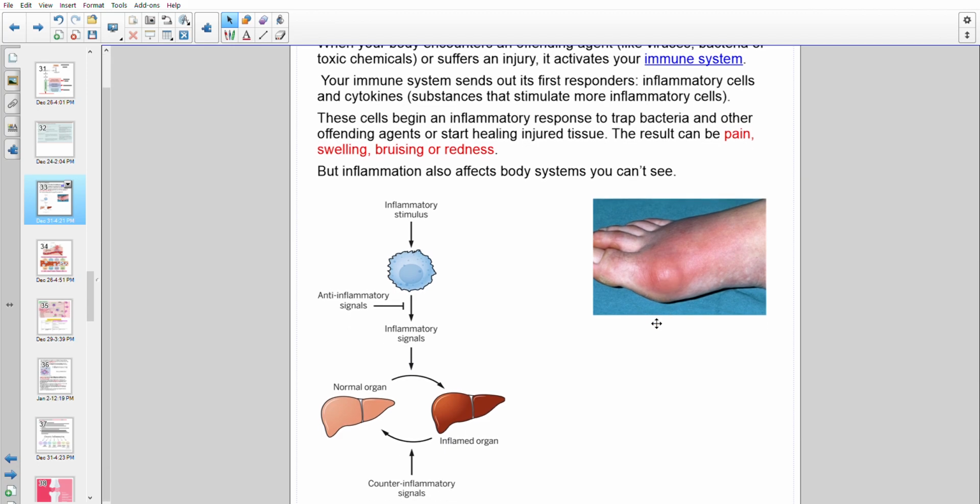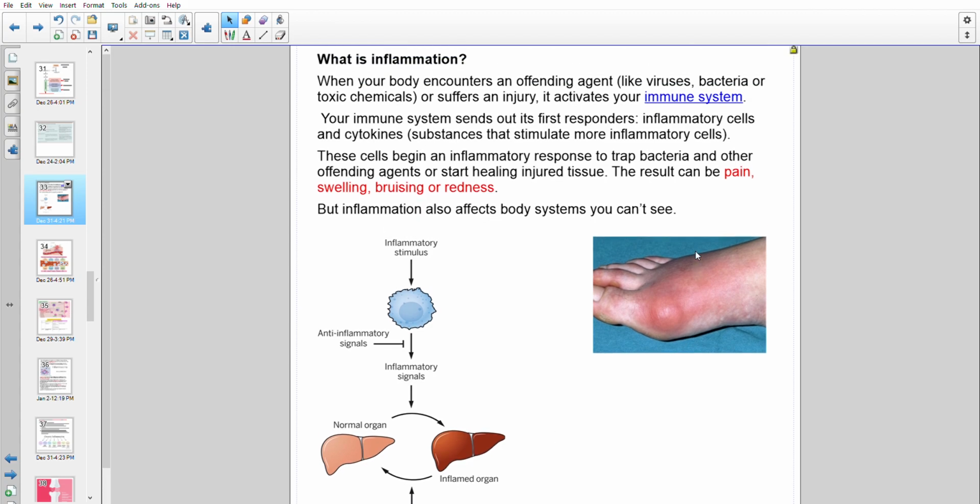You can actually get inflammation of the organs. And here's an example of an inflamed organ. But with this one with the foot, you can actually see the effects of it. So, what is inflammation? When your body encounters an offending agent, like a virus, bacteria, or toxic chemicals.